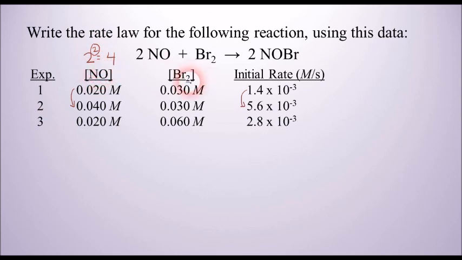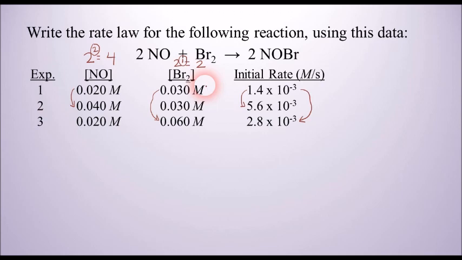Now, how about bromine? We do the same thing. We find 2 experiments where bromine would be the only reactant that's changing. And it seems like 1 and 3 would qualify, because from 1 to 3, the NO is not changing. But from experiment 1 to 3, it looks like bromine is doubling, 0.03 to 0.06. So if it doubles, what happens to the rate from 1 to 3? Well, 1.4 to 2.8, it looks like it's doubling as well. So 2 to what power equals 2? Well, that's a 1. So we can see that it's first order with respect to bromine.